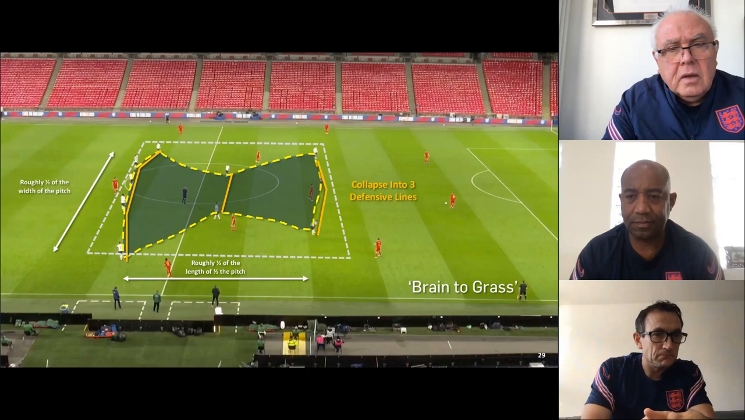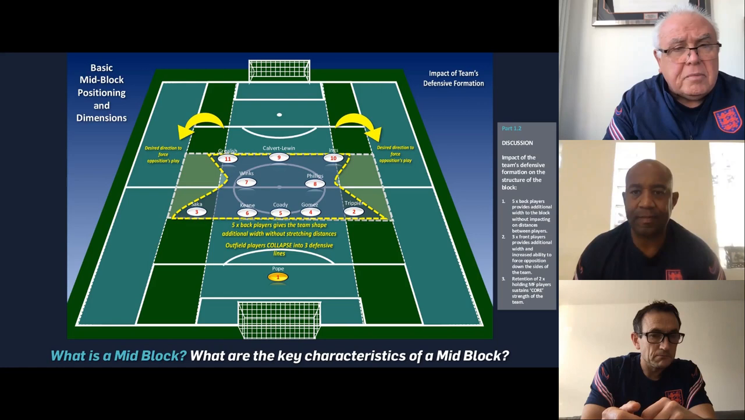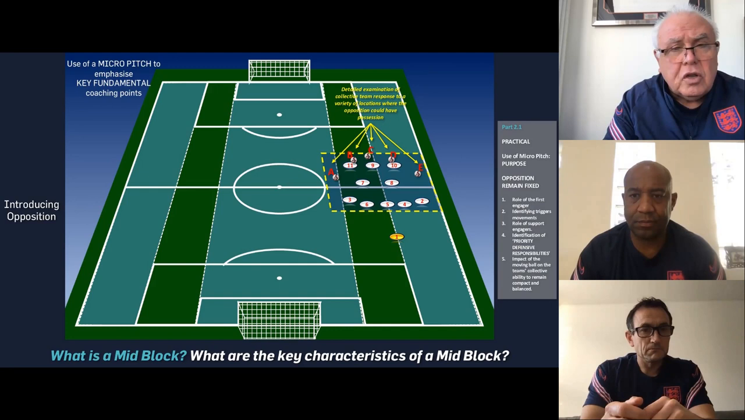Collapsing into three lines, we can see the three lines again, and then we bring that into the 2D diagram with the players. Again, just mentioned the benefit of having five at the back and the benefit of the three up front, showing the lines of force that we try to force the opposition to do.